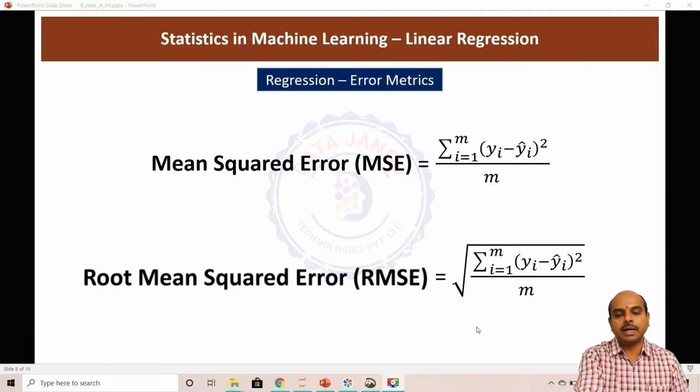So the root mean squared error is like standard deviation for the error. It is not exactly standard deviation, it is like standard deviation for the error.